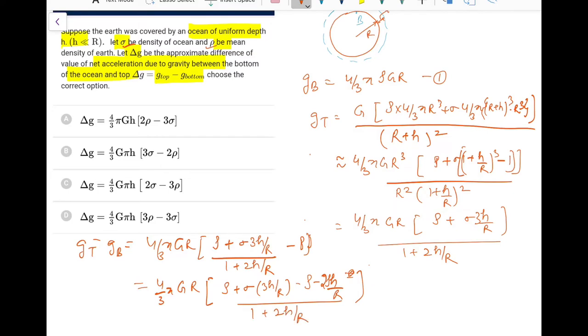Because h by R is very, very small, I can write it as 1 minus 2h by R above. So first of all, 4 by 3 pi G R. Now rho and rho get cancelled. Take this h by R common, so R will get cancelled, h would be outside, and it would be 3 sigma minus 2 rho, divided by 1 plus 2h by R. If I neglect this thing, because I'm getting what I want, I'll go for option B, neglecting that, this would be the answer. So go for option 7.